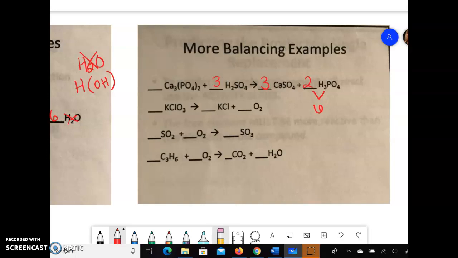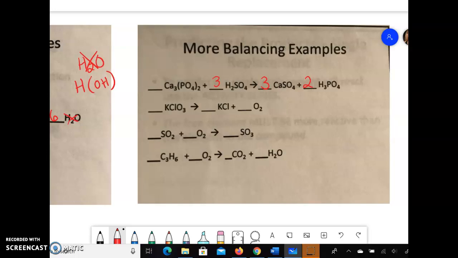All right, this next one is a common problem you're going to see quite often. So K is good, Cl is good. We just have 1 of those on both sides. But notice the oxygen. We have 3 on one side and 2 on the other. So when you have numbers like that, what you need to do is find a common number that they will both go into. And the smallest number that 2 and 3 will both go into is 6.